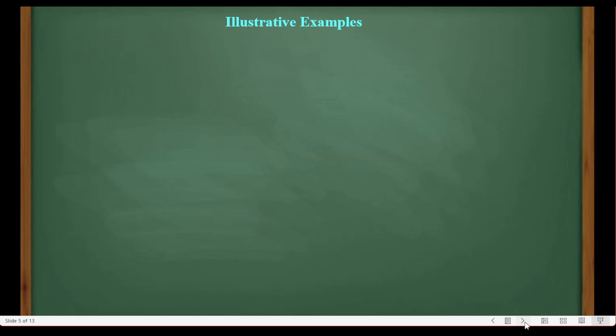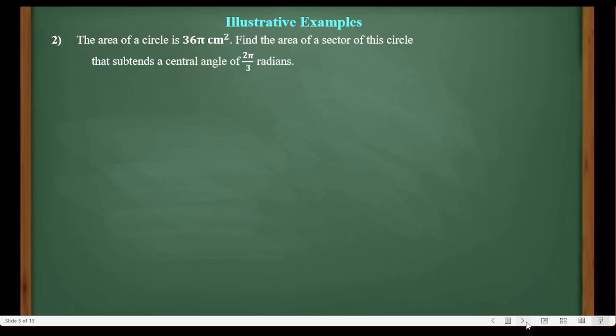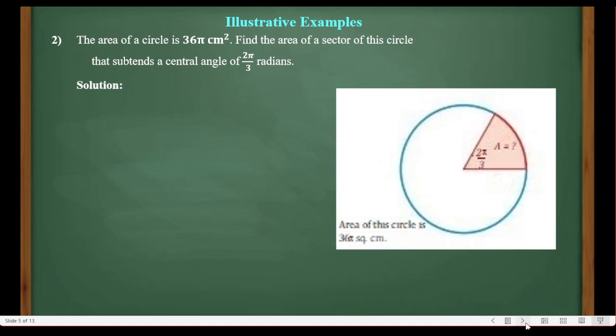Next, we go to number 2. The area of a circle is 36 pi centimeters squared. Find the area of a sector of this circle that subtends a central angle of 2 pi over 3 radians. So, solution. Again, we consider a drawing of a circle with the labeled measure of the central angle, which is given in terms of radians, so that is 2 pi over 3. And the area of the circle is given as 36 pi square centimeters.